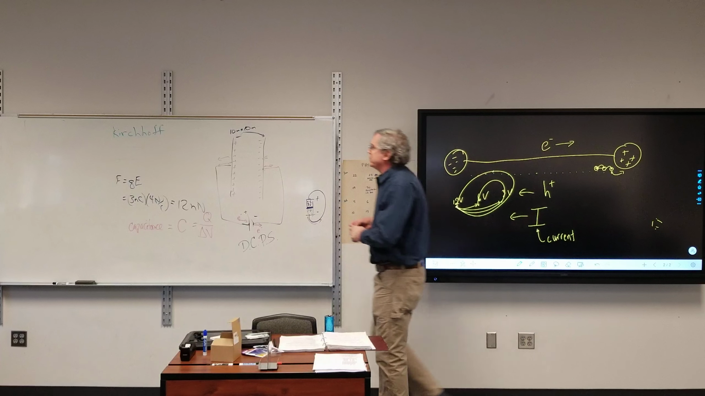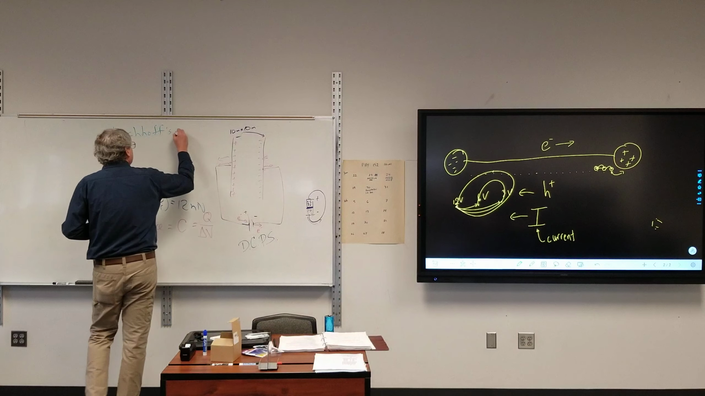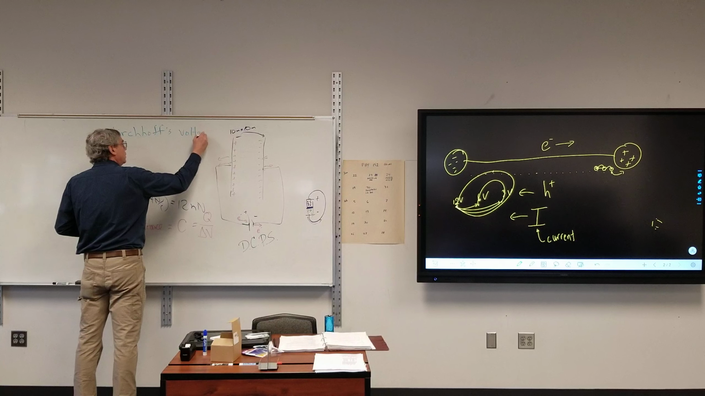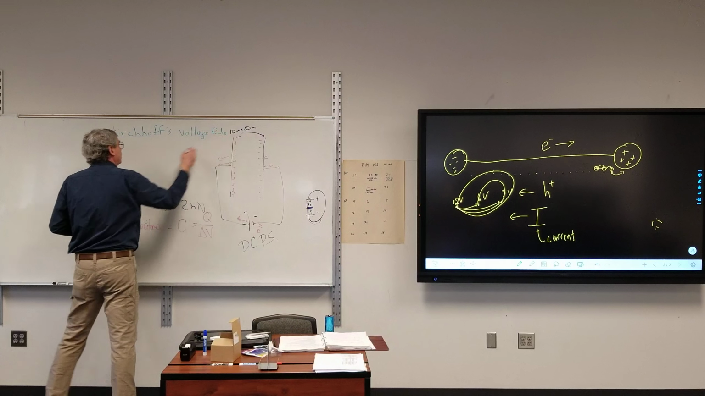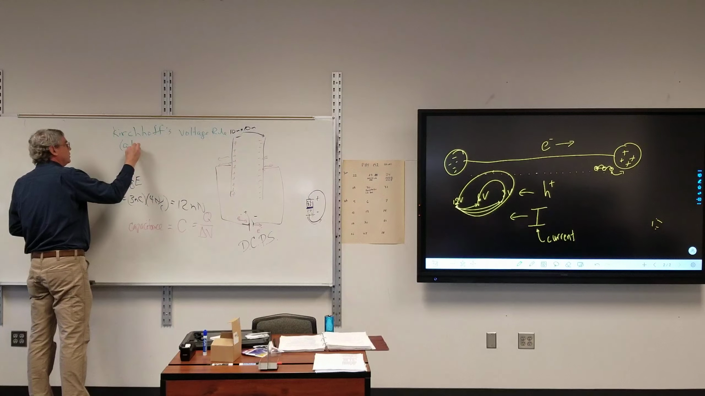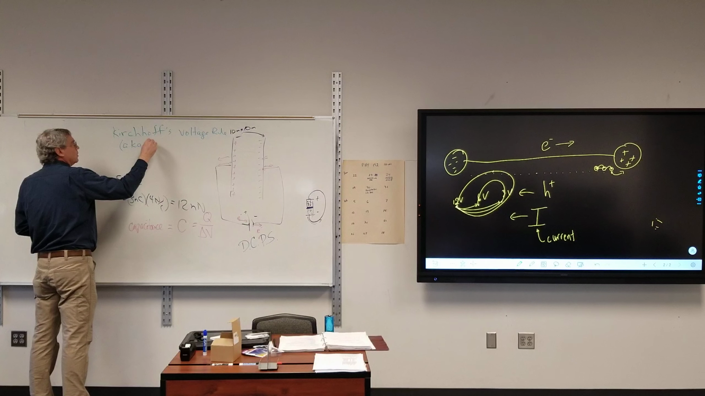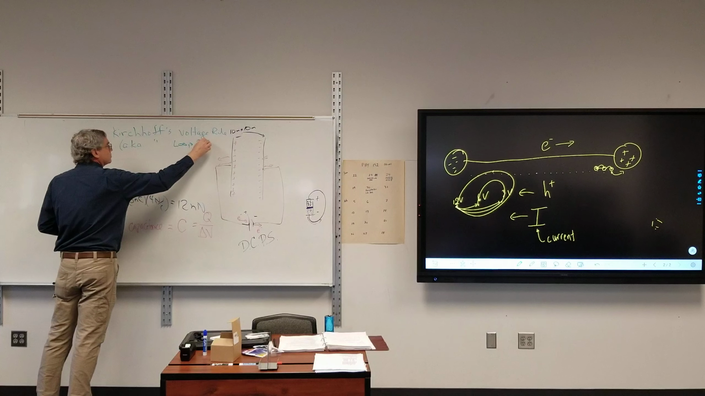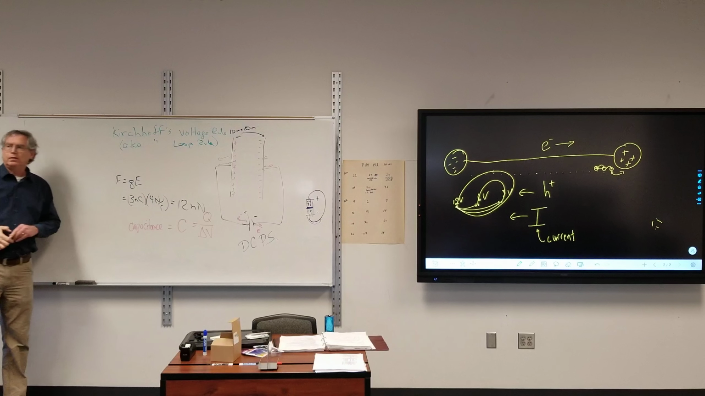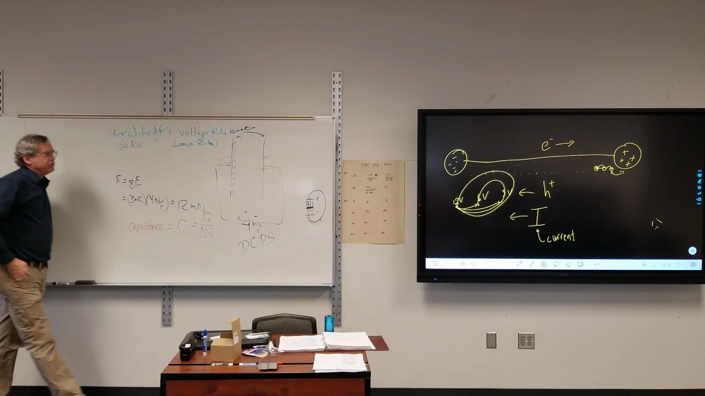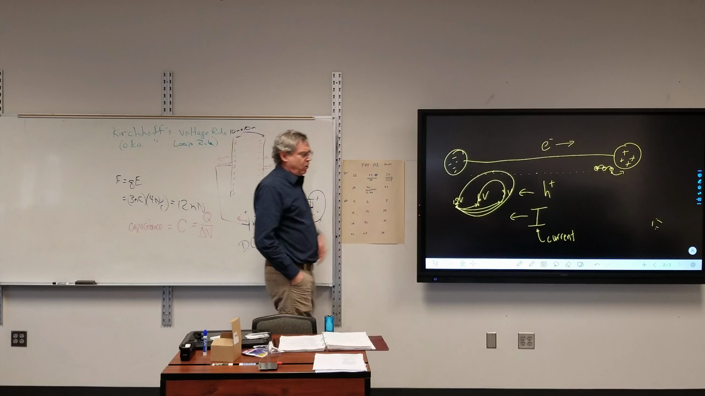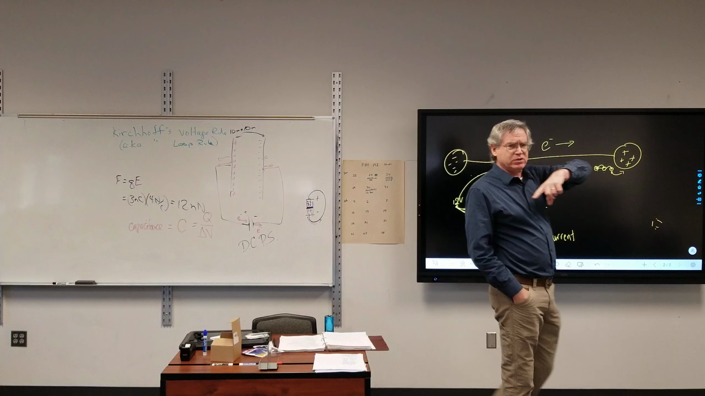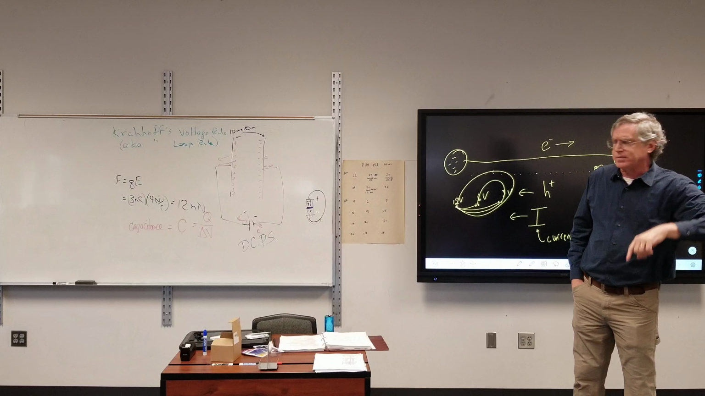All right, so Kirchhoff's voltage rule, also known as Kirchhoff's loop rule. It says that if I start at any point in a circuit and I go all the way around the circuit, all my potential gains and potential losses will add up to 0.